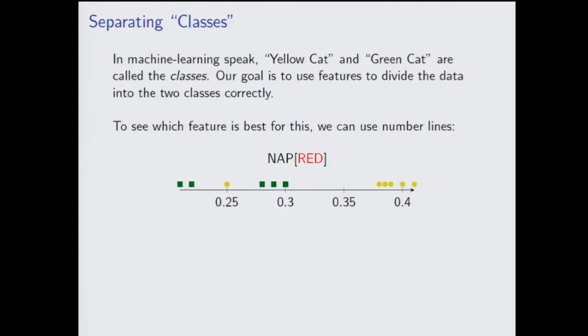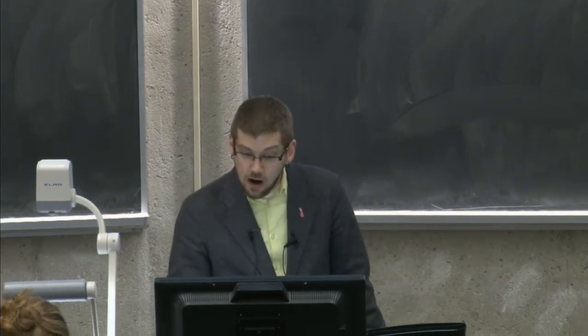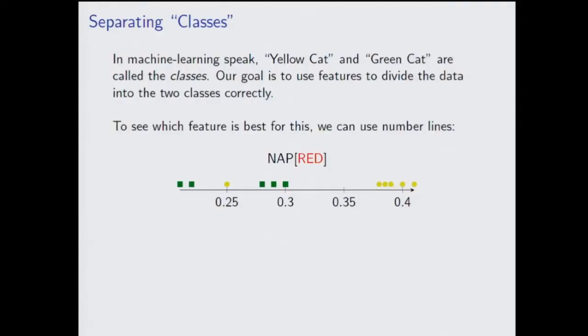And you can see that if I'm going to ask a simple question about nap red, like I'm going to divide this number line up somewhere, I could do actually a pretty good job. If I cut it here, about 0.33 say, then everything on the right, everything that's greater, is a yellow cat, and most of the things that are less than are a green cat. So that would be a good place to start.